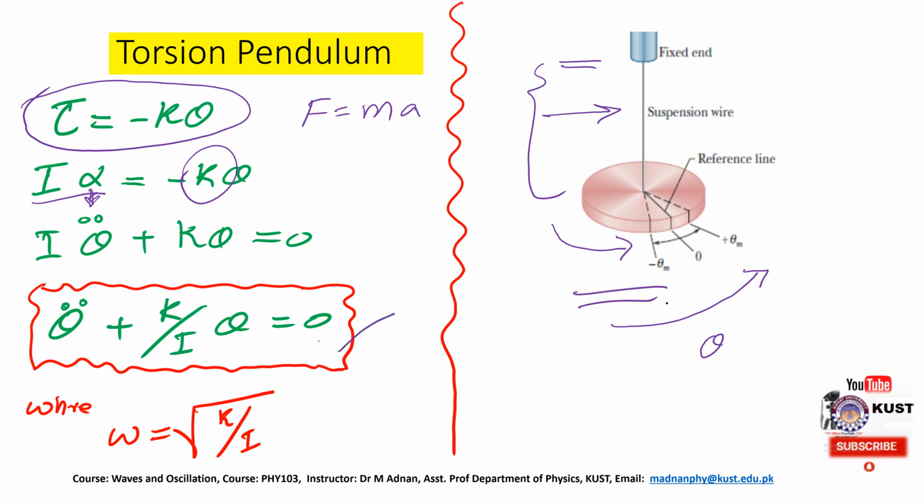The equation of motion is similar to the one we obtained for the spring-mass system, x double dot plus k over m x equal to 0.